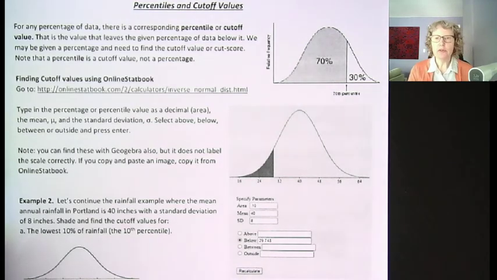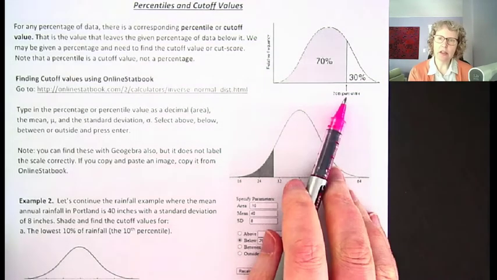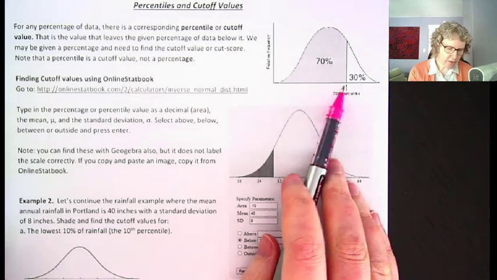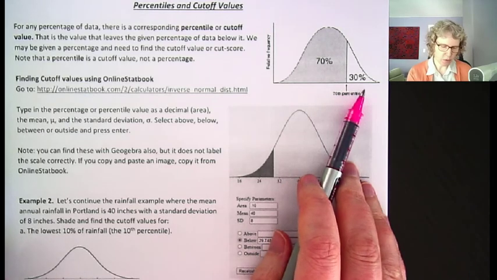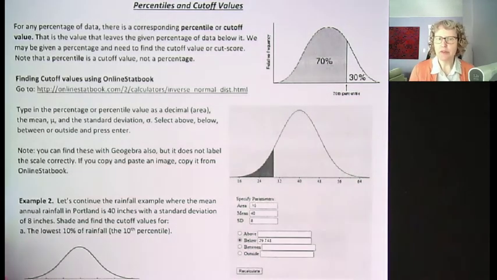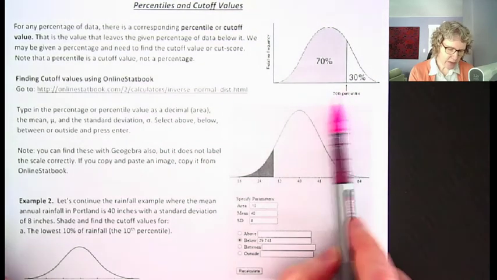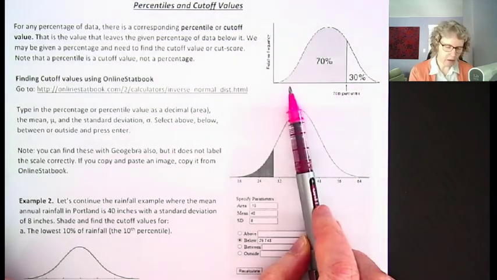So think about, you may have heard this in terms of test scores or birth weights or birth lengths of babies. If someone scored in the 70th percentile on a test, that means they scored higher than 70% of the people, and they scored lower than 30% of the people. If a baby is in the 95th percentile for weight, that means they weigh more than 95% of the newborn babies. So whenever we see a percentile value, that always corresponds to that percentage being below that cutoff value.